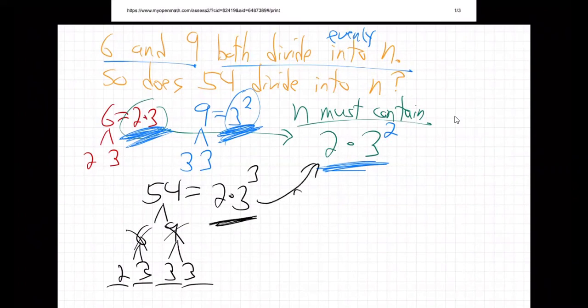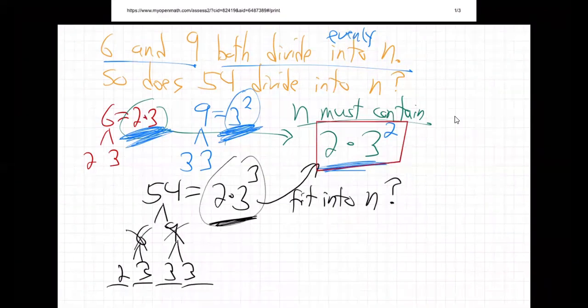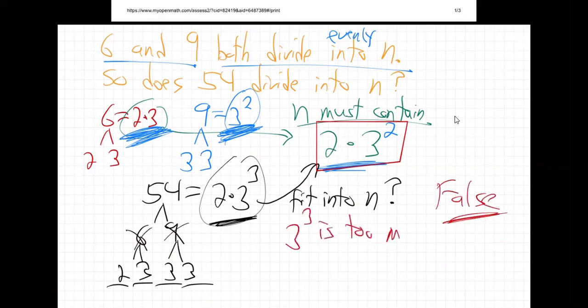Does this fit into n? Is there room for a single 2 and 3 threes in here? And what's the answer? False. Yeah, it's a false. It's a no, because 3 threes is too much.